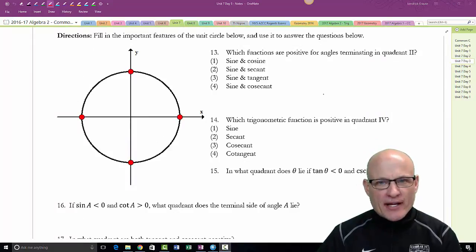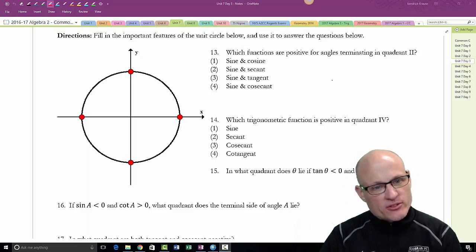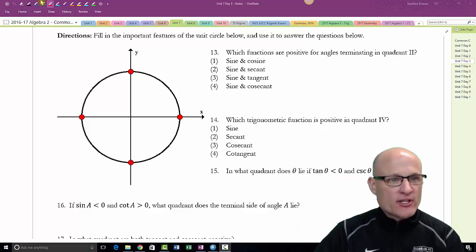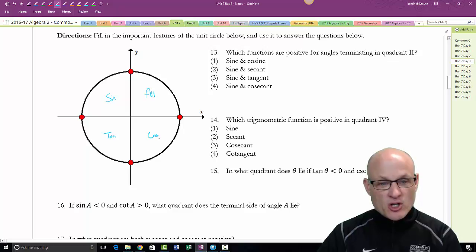So we've learned a few things now. Let's see if we can put together all of the stuff we're talking about. Now, this is the unit circle. So let's see if I can put all the important features on this graph, and I'll do that. All students take calculus, sine. This is just everything, or all. Tangent, cosine. That's where cosine and secant are positive. This is where tangent and cotangent are positive. This is where sine and cosecant are positive, and everything's positive here.